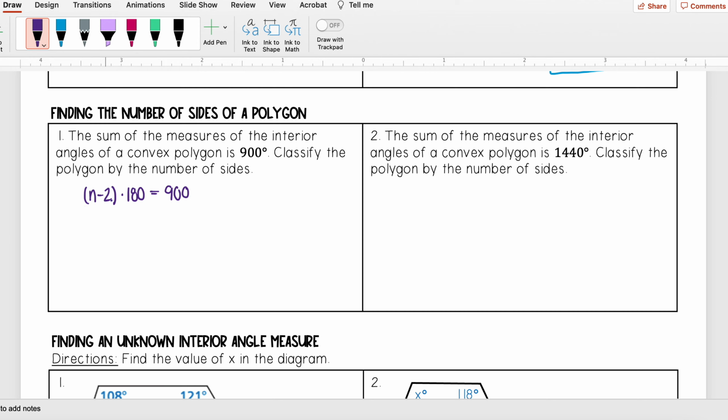So again, remember, this is the formula to find the sum of all the interior angles. Here it already tells us that the sum is 900, so I can set my formula here equal to 900. And now to find the number of sides, I just need to solve for n. There's a couple of ways you can do this. You could distribute this 180 and then solve it from there. However, there's actually an easier way since my 180 is already factored out. I'm just going to go ahead and divide both sides by 180 first.